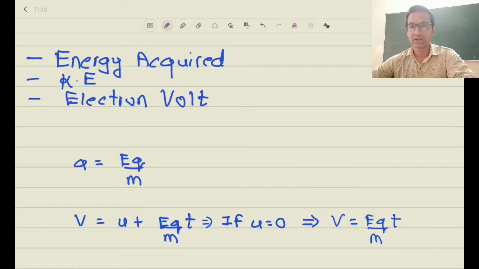Welcome to this next class of dynamics of charged particles. In the last lecture, we have learned about equations for velocity, displacement and acceleration of a charged particle. In this class, we are going to learn about the energy that is acquired by the charged particle when it enters in a uniform electric field.